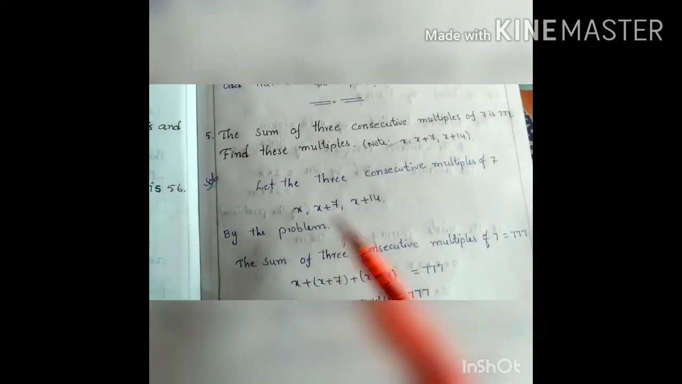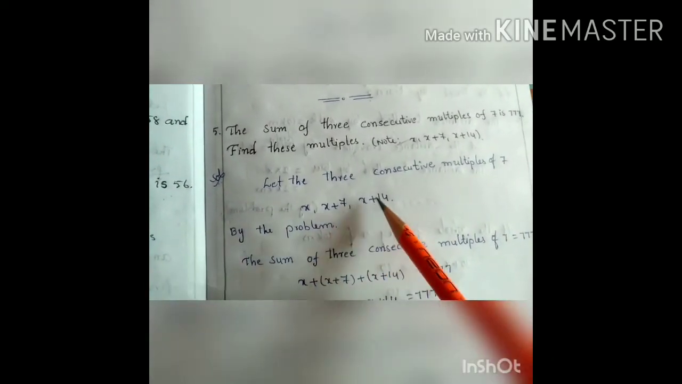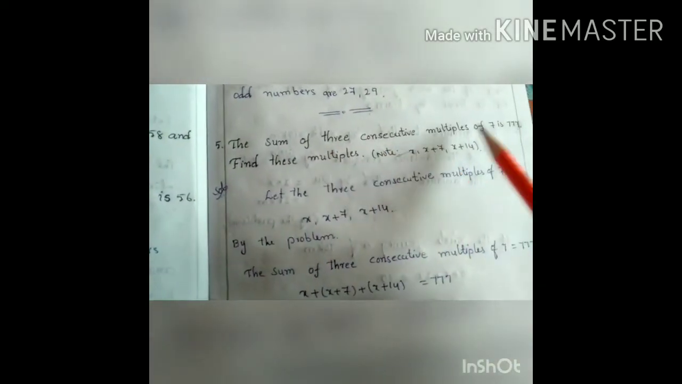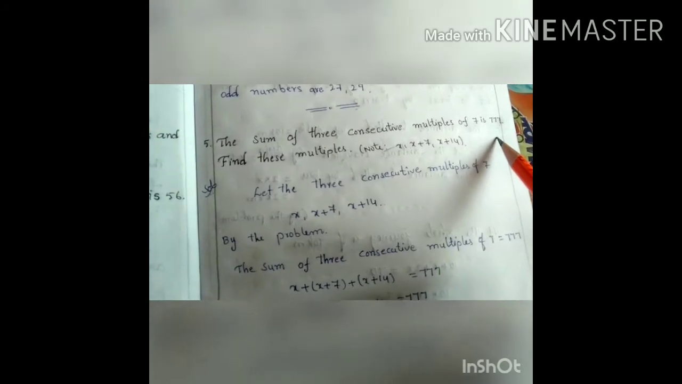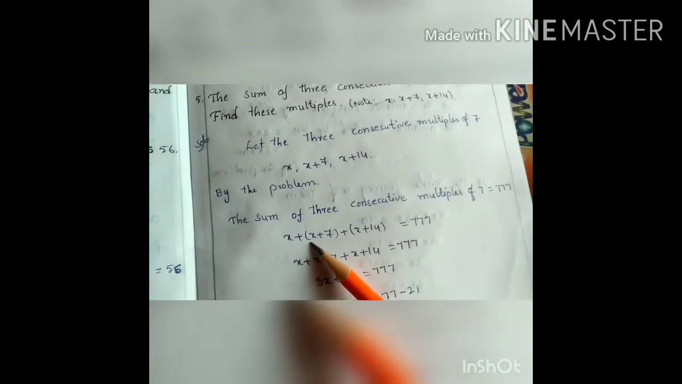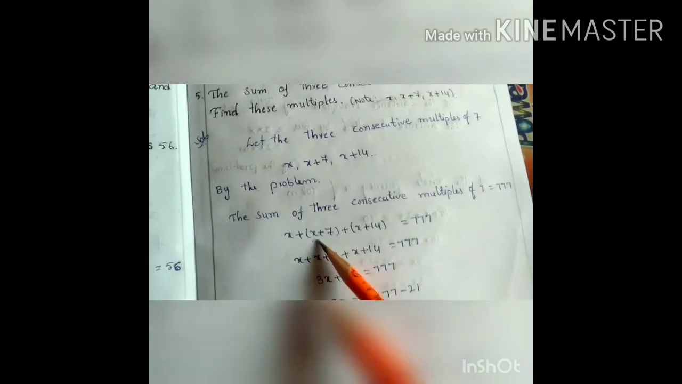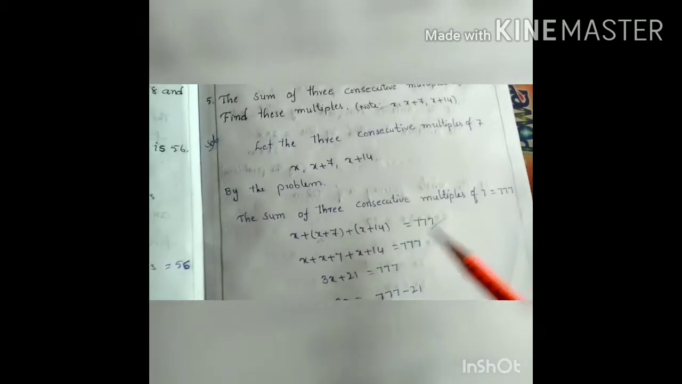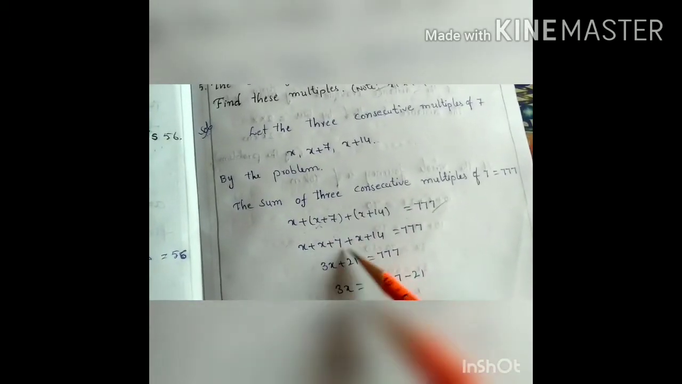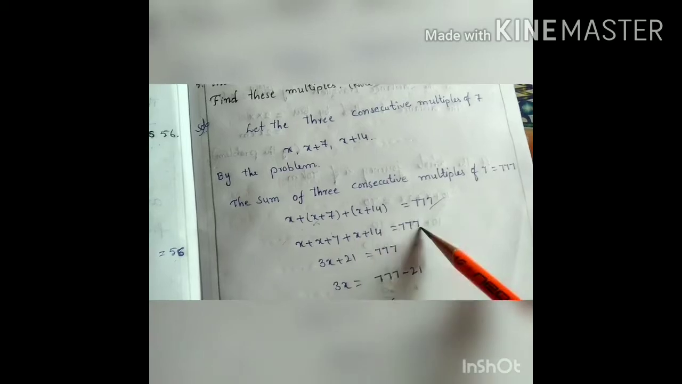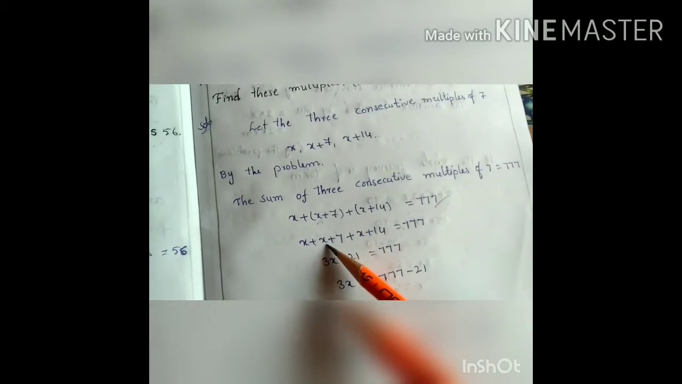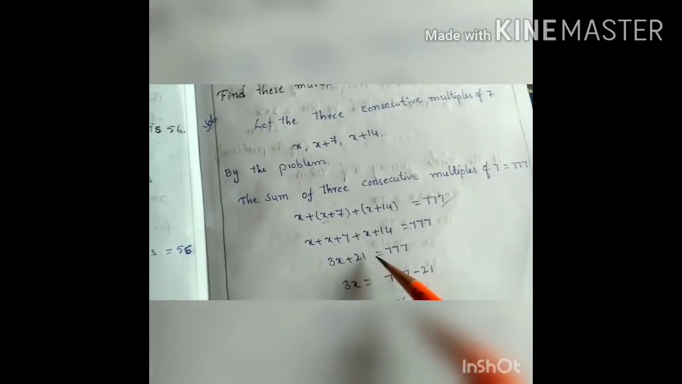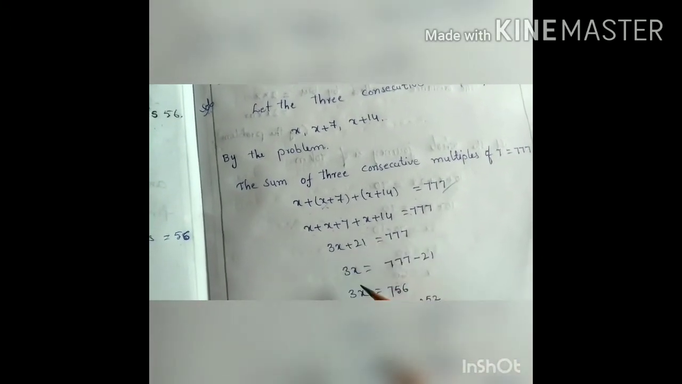Let the three consecutive multiples of 7 be x, x plus 7, x plus 14. Okay. The problem says the sum of three consecutive multiples is equal to 777. So x plus x plus 7 plus x plus 14 equal to 777. x plus x is 2x, 2x plus x is 3x, 7 plus 14 is 21, equal to 777.